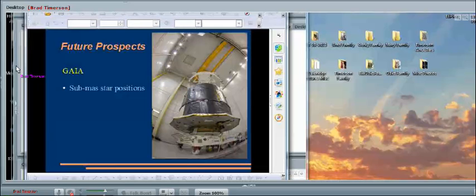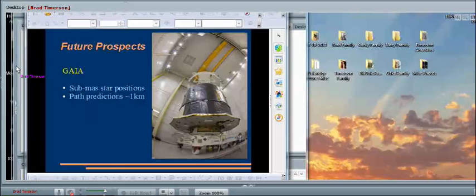Due for launch later this year by the European Space Agency is the Gaia Astrometry satellite. This observatory will be capable of measuring star positions to an extraordinary degree of accuracy, equivalent to the width of a house at the distance of an asteroid. Asteroid positions will be measured at lower accuracy due to their asymmetric shapes.